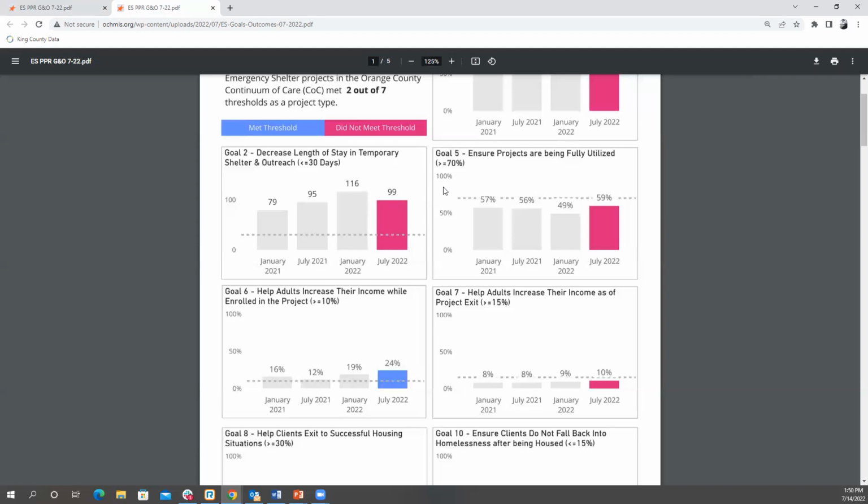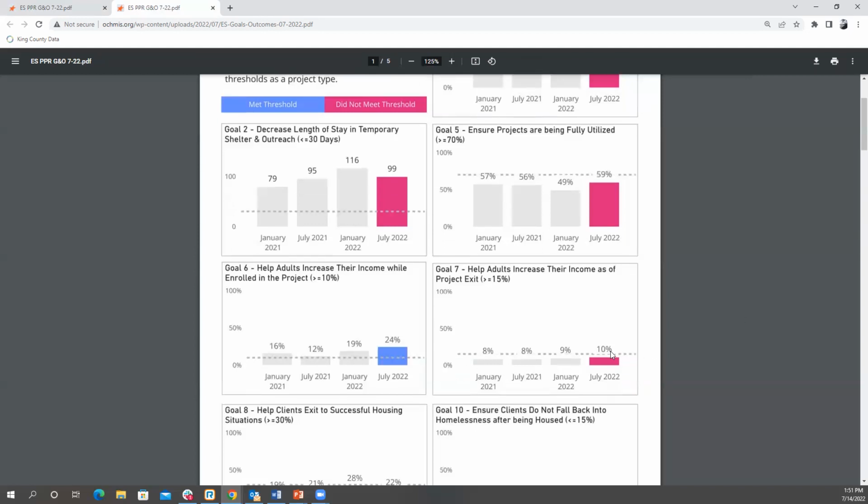Goal 5, we are looking at unit utilization of emergency shelter projects. This has been low over the past couple of years, also because of COVID. And you'll see when we get into the details of goal 5, there's a big discrepancy between the household types. Households with children have a much higher utilization than households without children, and that's likely due to clients not wanting to be in a shared housing situation with another client or be in close proximity to another client because of COVID.